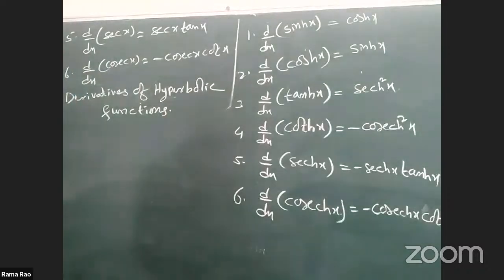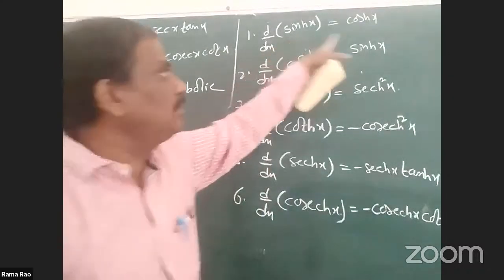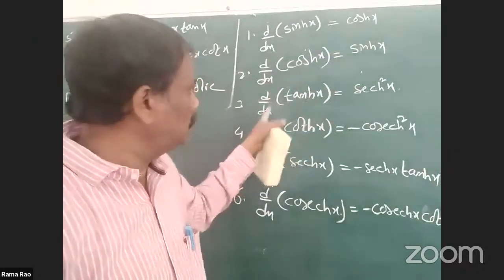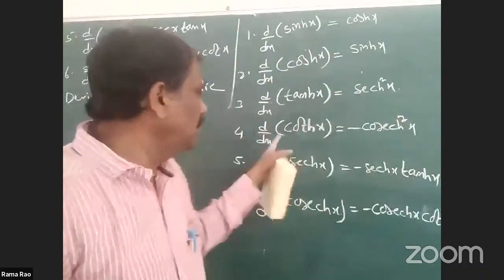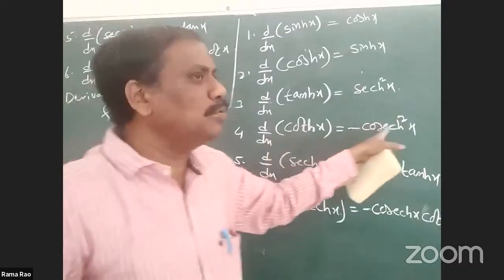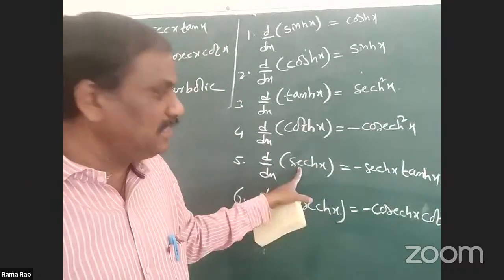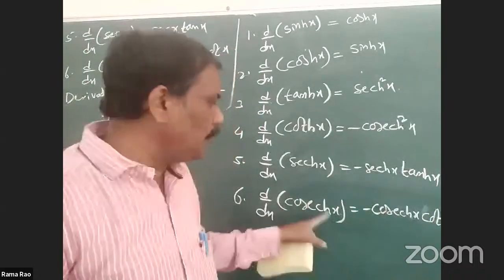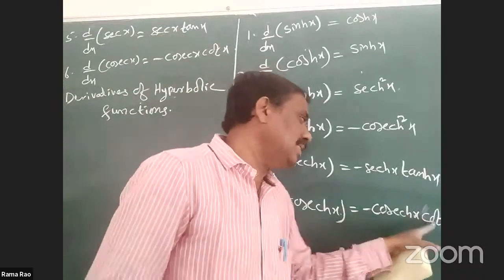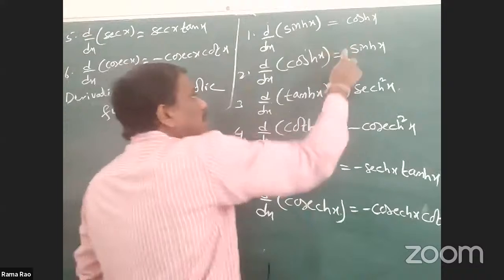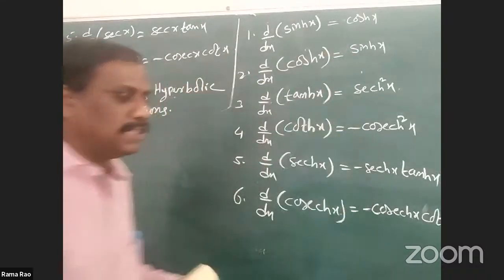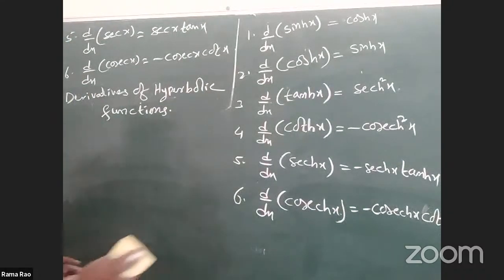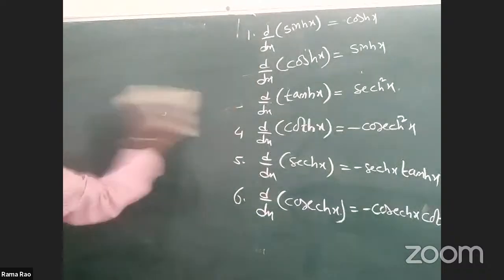These are the formulas. Derivative of sinh x is equal to cosh x. Cosh x derivative is sinh x. Derivative of tanh x with respect to x means sech square x. Derivative of coth x is minus cosech square x. Derivative of sech x is minus sech x tanh x. Derivative of cosech x is equal to minus cosech x into coth x. The first three are positive signs, the remaining three are negative signs. Now, inverse hyperbolic functions.